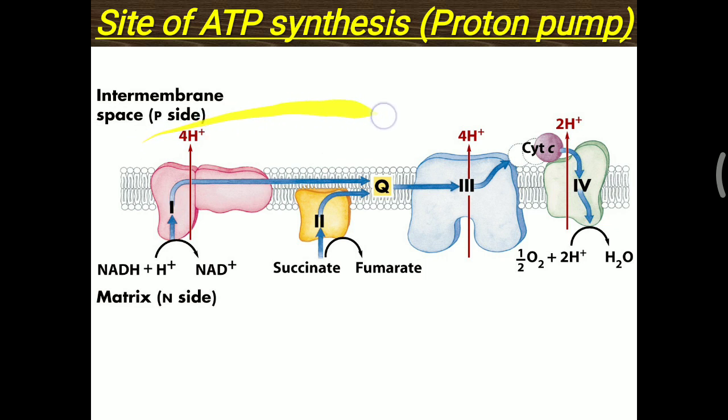Now, these H plus ions accumulated in the intermembrane space will further be utilized for ATP synthesis. We will look at it in detail in the next video.